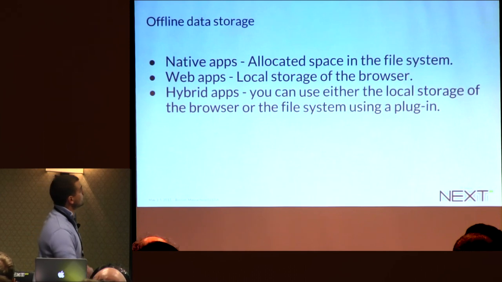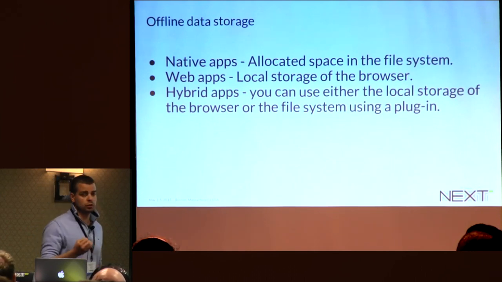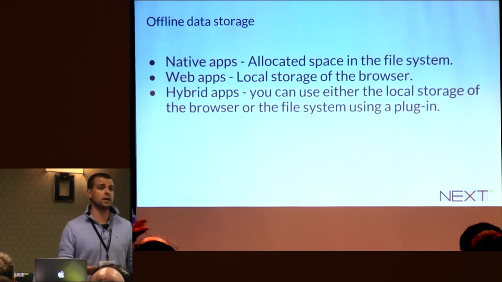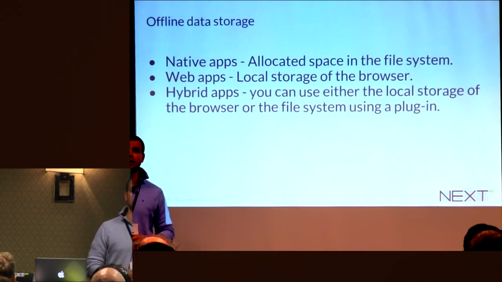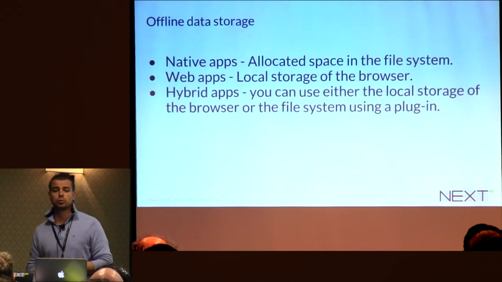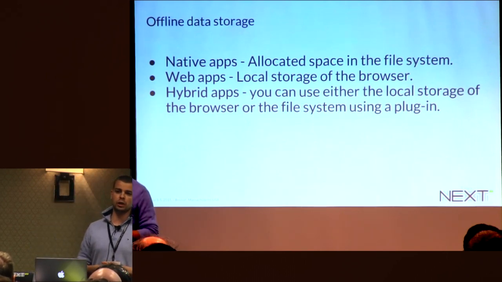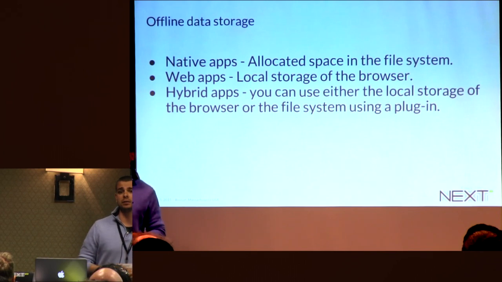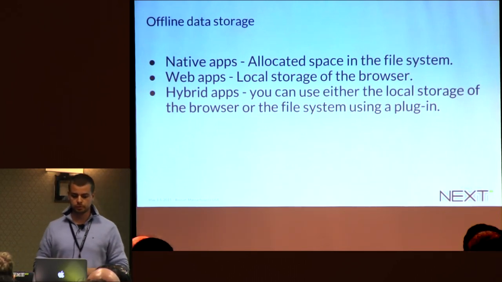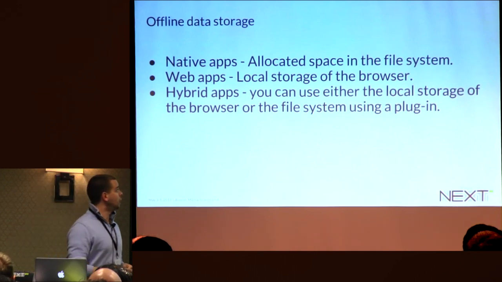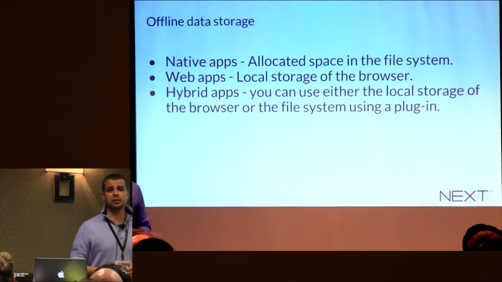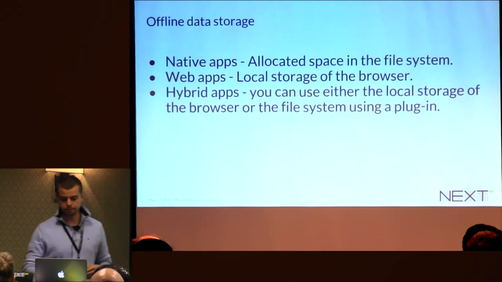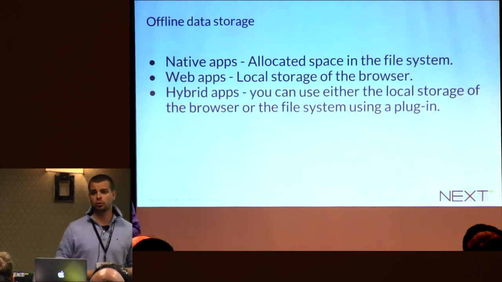So first, for the offline data storage, the important thing, as I said, is to understand the different storages that you have. For native apps, of course, the best local storage you can use is the file system: you have access to the device storage and you can put your data there. For web apps, you have the choice to use the browser. The limitation with the browser is that you have up to 5 megabytes to store your data, so it's not that robust. For hybrid apps, you have both. You can use the browser, which is 5 megabytes, or, using the file system plugin, you can use the storage of the device, and then you don't have any kind of limit or cap on the number of items.